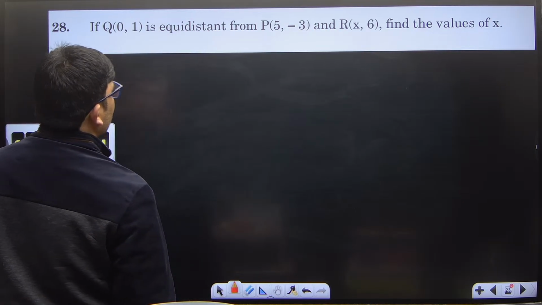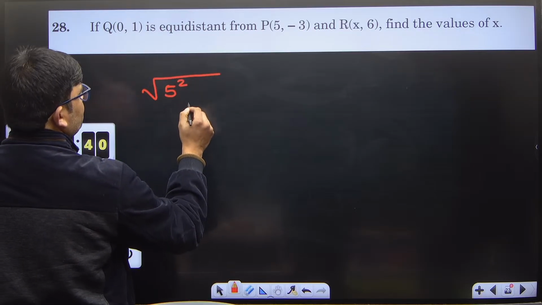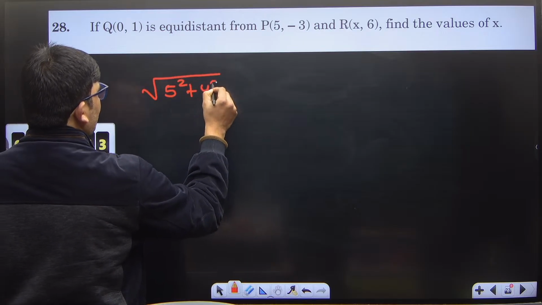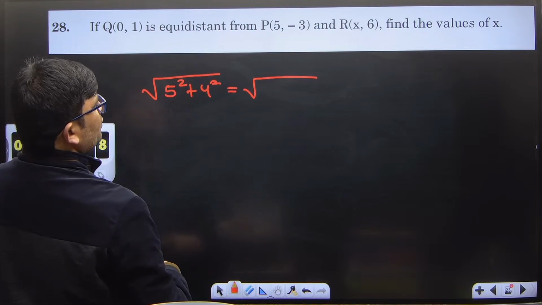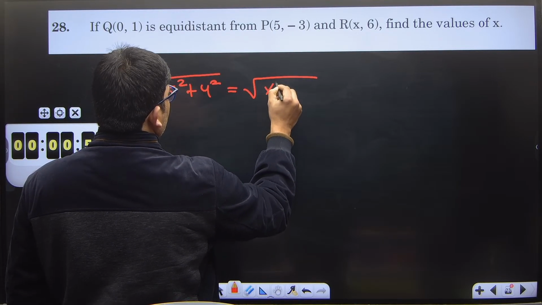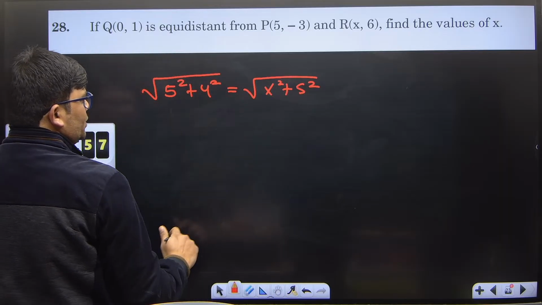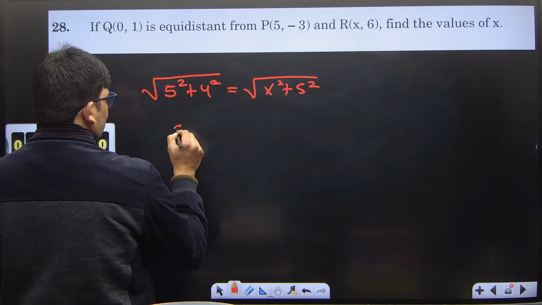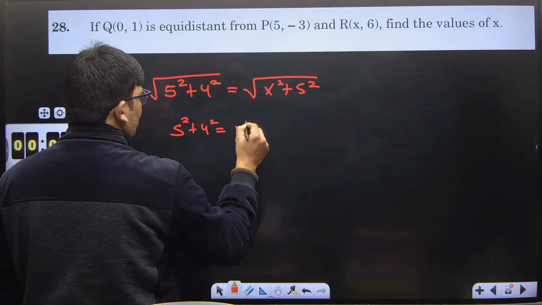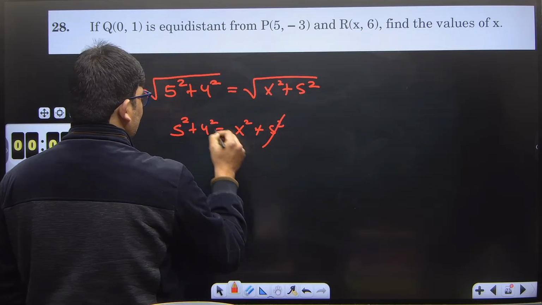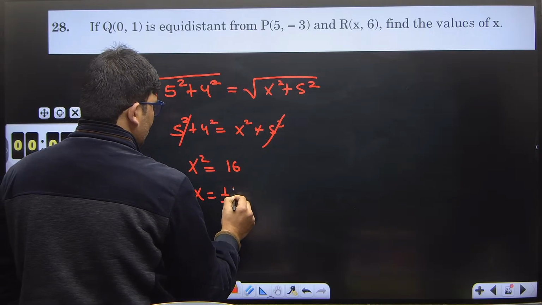Equidistance means distance formula. So under root of 5 minus 0, that is 5 square, plus 3 plus 1 is 4 square, is equal to under root of x square plus 5 square. So we can do the square on both the sides. तो आंसर तो मेरा आ गया। So 5 square plus 4 square is equal to x square plus 5 square. This will cancel out. So x is going to be plus minus 4.